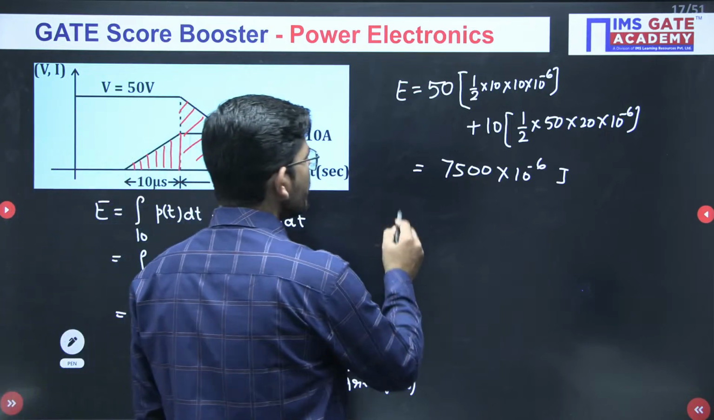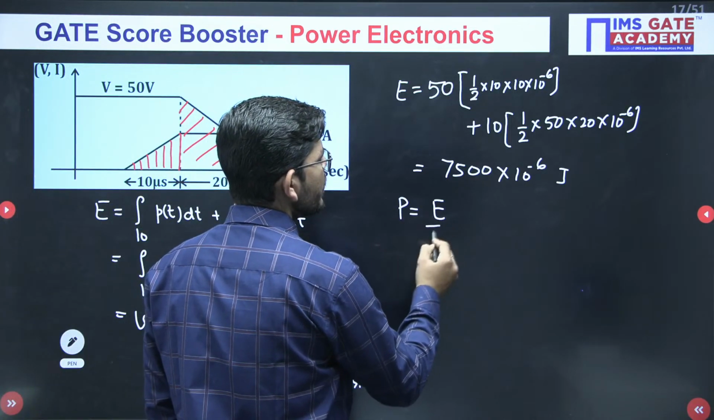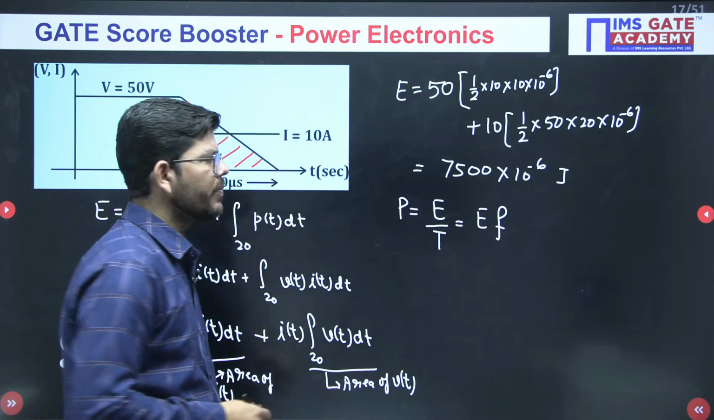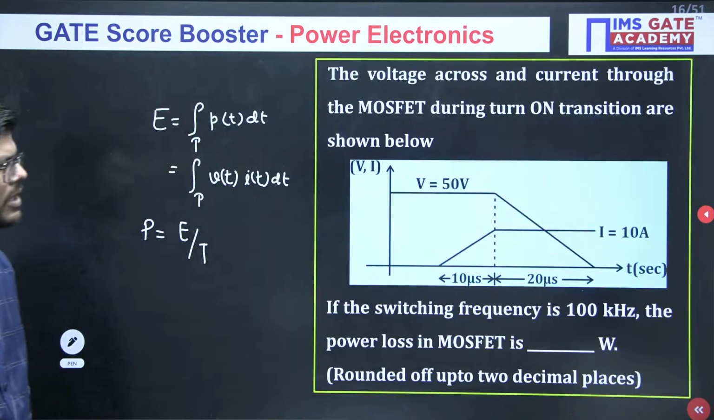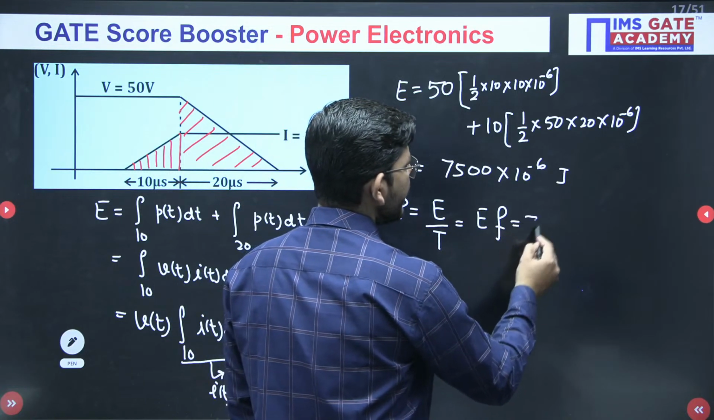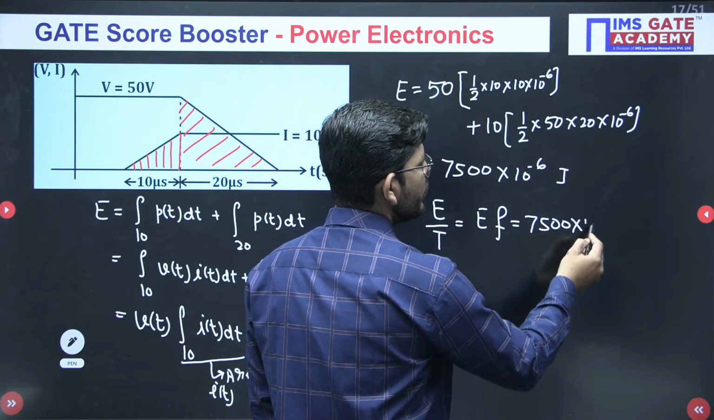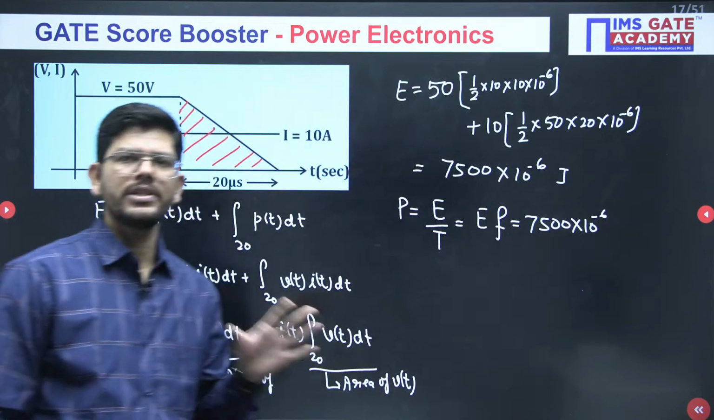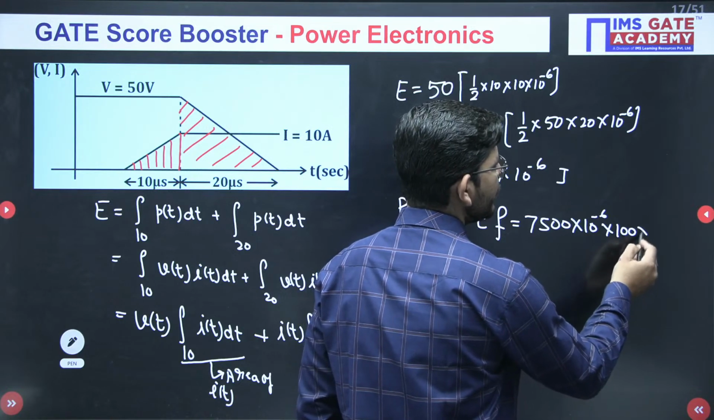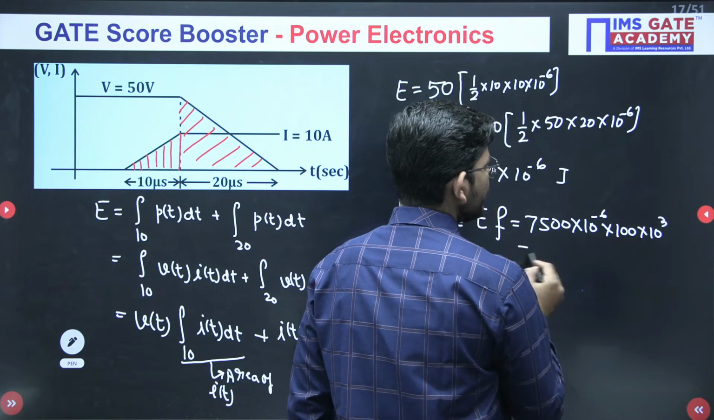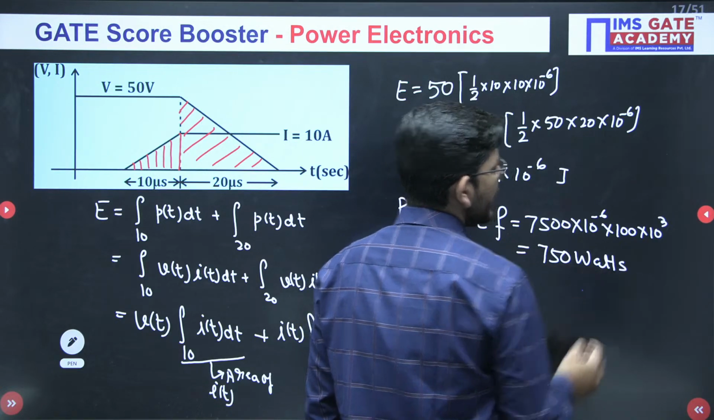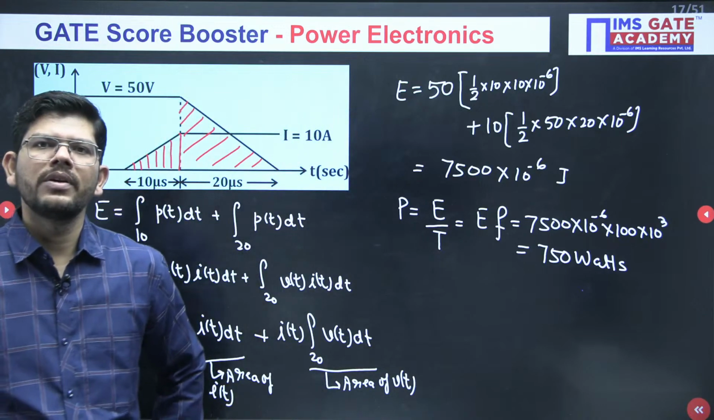Okay, then if we talk about the power, power will be energy over time period, or energy into 1 by time period as the frequency. Okay, how much is the frequency given to us? 100 kilohertz. So just put the values here. E is 7500 into 10 to the power minus 6, and the frequency is 100 kilohertz, so 100 into 10 to the power 3. So what we will be getting? We will be getting 75 watts as the power loss.